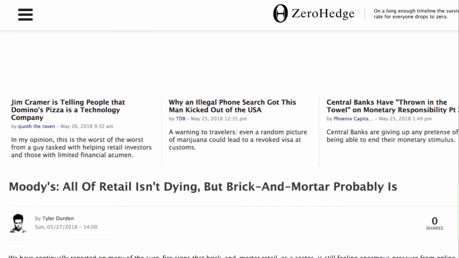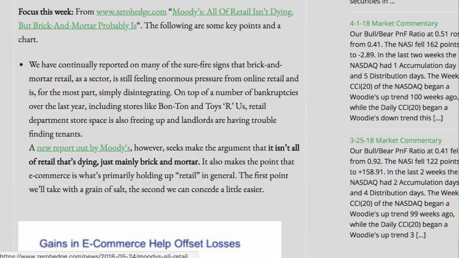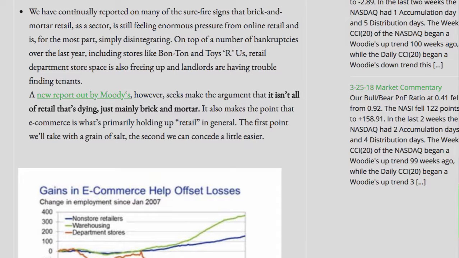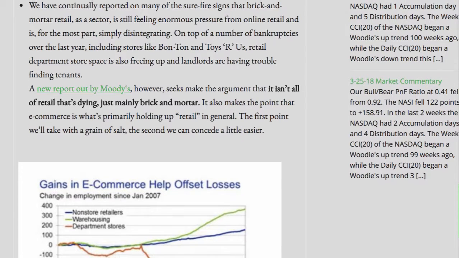All of retail isn't dying, but brick and mortar probably is. The following are some key points and a chart. We have continually reported on many of the surefire signs that brick and mortar retail as a sector is still feeling enormous pressure from online retail and is, for the most part, simply disintegrating. On top of a number of bankruptcies over the last year, including stores like Bon-Ton and Toys R Us, retail department store space is also freeing up, and landlords are having trouble finding tenants.